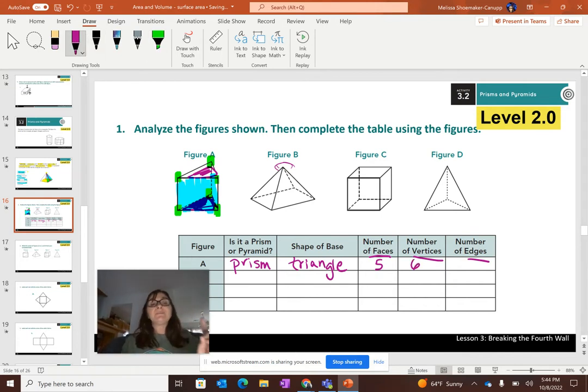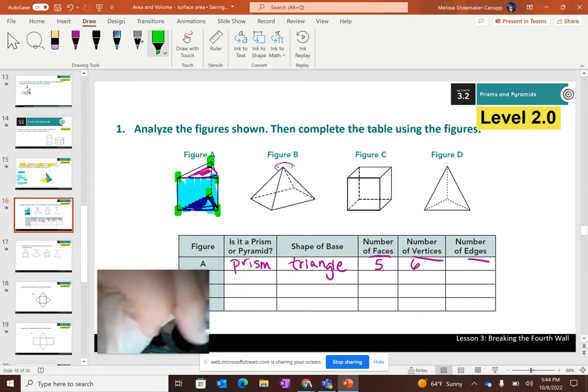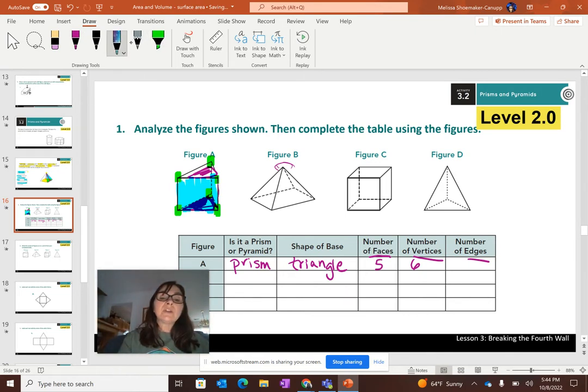Now the edges can be tricky. The edges are going to be, let me see if the sparkly pen is going to work, where the 2 edges come together. So there's 1, 2, 3, 4, 5, 6, 7, 8, and then 9 along the back. Okay, 1, 2, 3, 4, 5, 6, 7, 8, 9.